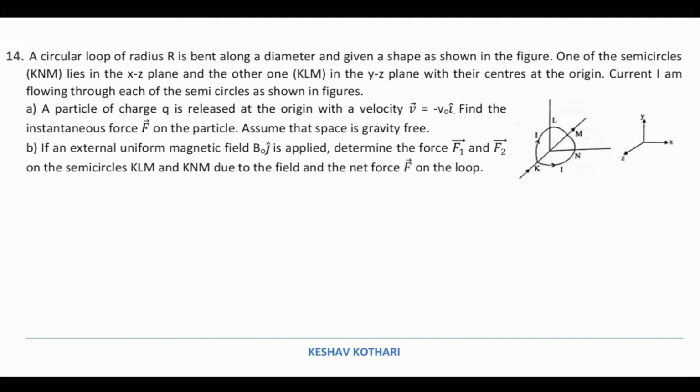A particle of charge q is released from origin with velocity vector equal to minus v naught i cap. We have to find the instantaneous force on the particle. Assume that the space is gravity free. In part B, the question is asking: if an external uniform magnetic field B vector equal to B naught j cap is applied, then determine the force F1 vector and F2 vector on the semicircles KLM and KNM due to the field, and the net force F vector on the loop.